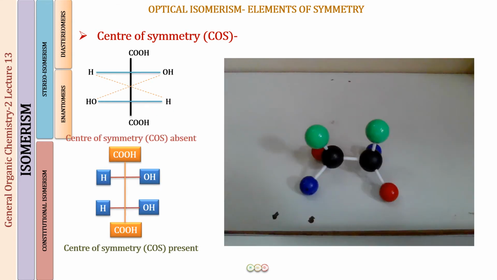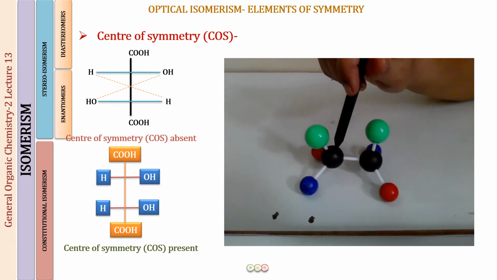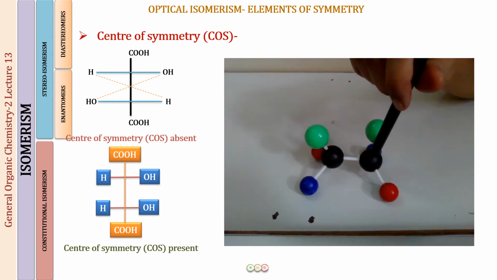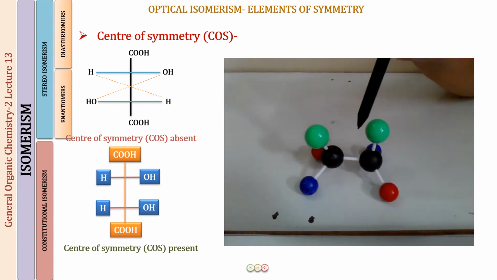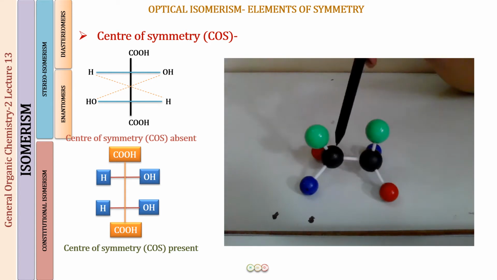So now consider this model to be the model for tartaric acid. Here we have the green one to be the COOH group. Then this is the carbon which is attached to four different groups. This is going to be one chirality center, and this one is going to be the other chirality center which is attached to four different colored balls, right? So a green ball, a red ball, a blue ball, and a black ball, similarly for this one as well.